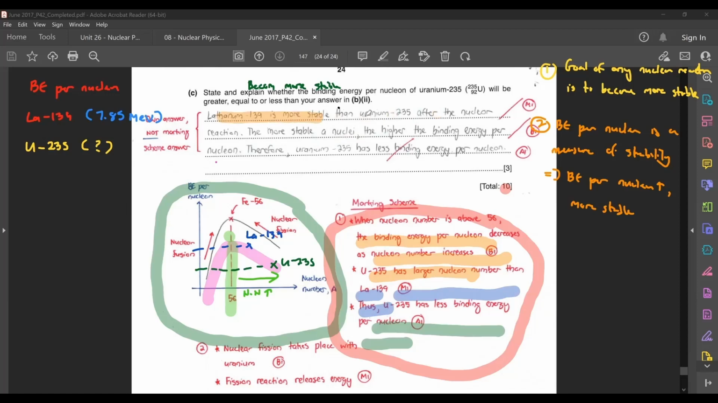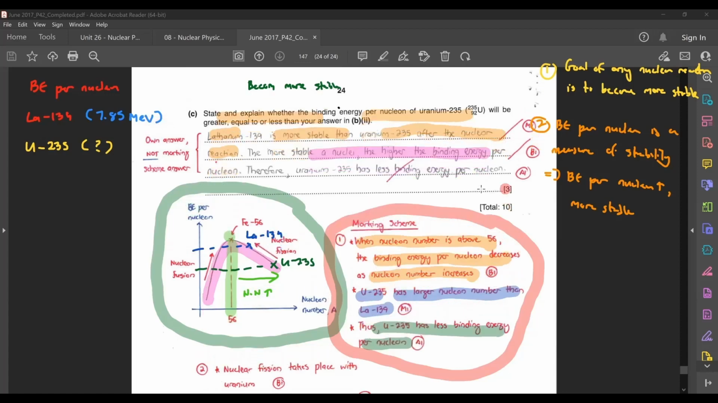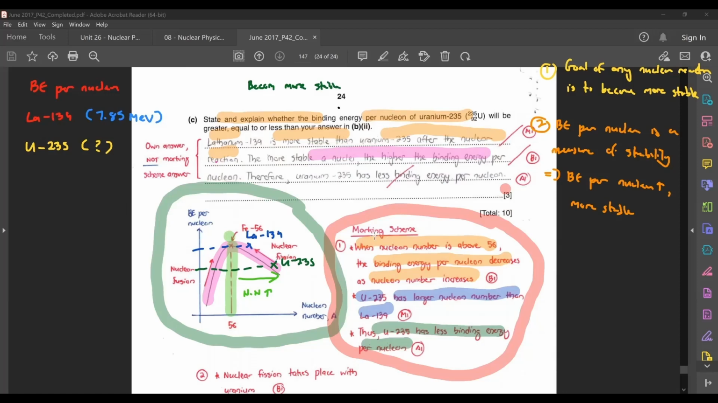Lanthanum-139 is more stable than uranium-235 after the nuclear reaction. The more stable a nuclide, the higher the Be per nucleon. Therefore, uranium-235 will have less binding energy per nucleon. This is one way of doing it, but this isn't the official marking scheme answer. The official marking scheme answer is the one below here. Okay, so that is for that particular part.